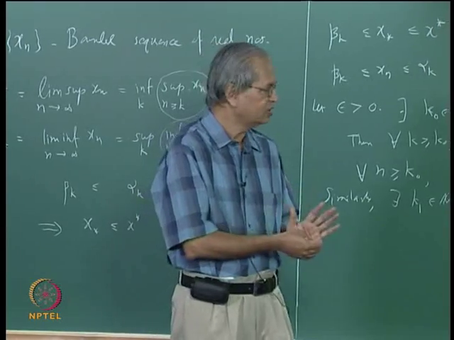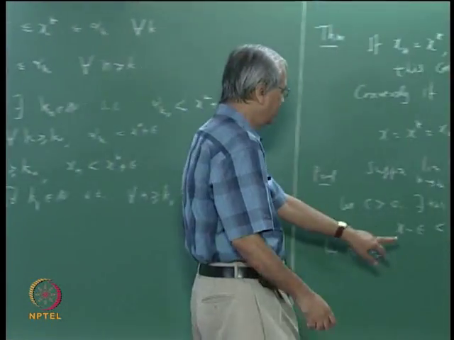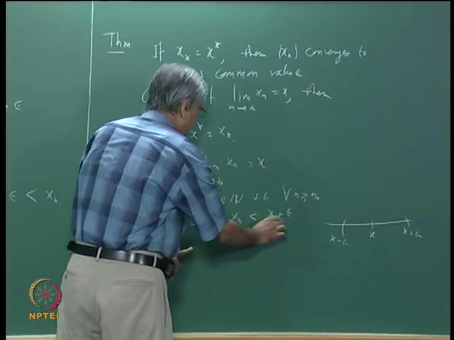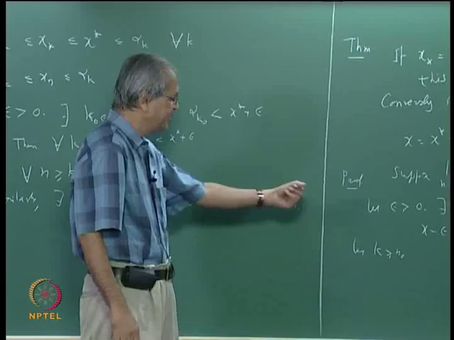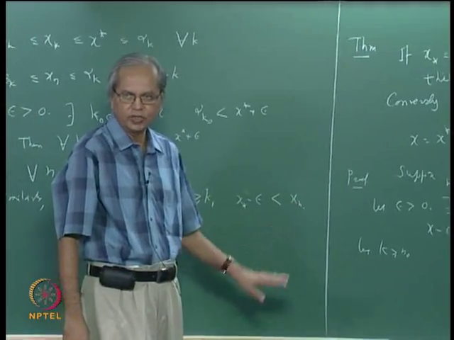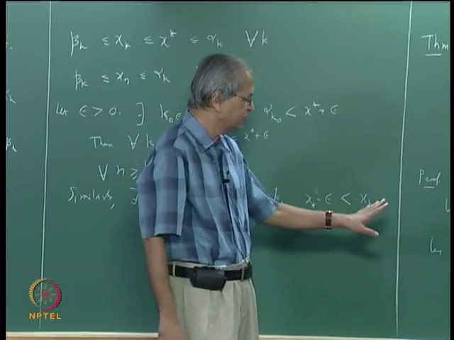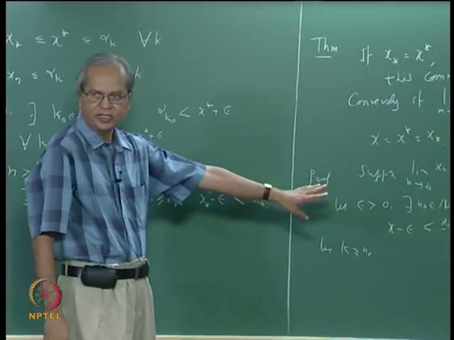Let us take this inequality: for all n bigger than or equal to n0, I know that xn is less than x plus epsilon. Let us say k is equal to n0. Suppose k is equal to n0, and so for all n bigger than or equal to that k, xn is less than x plus epsilon.